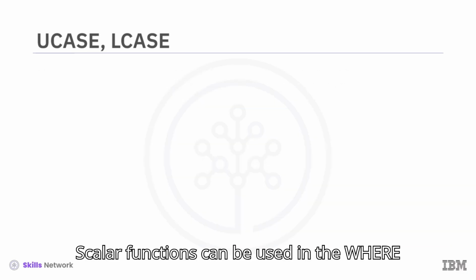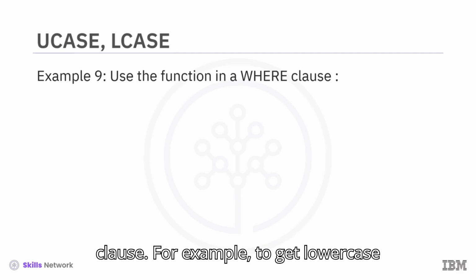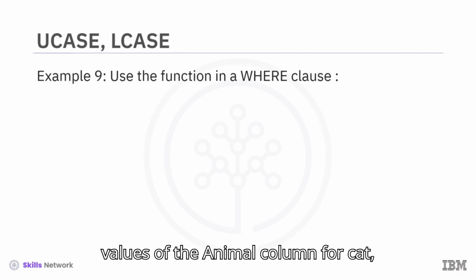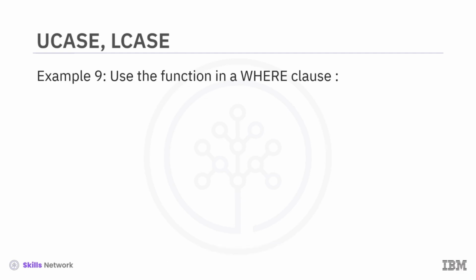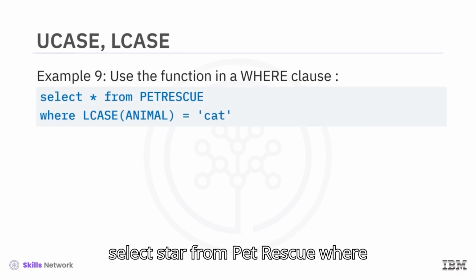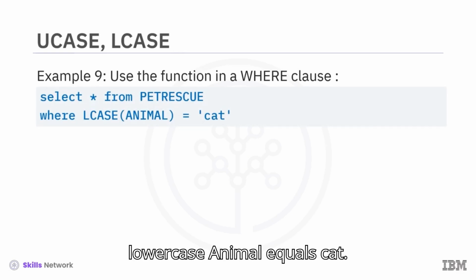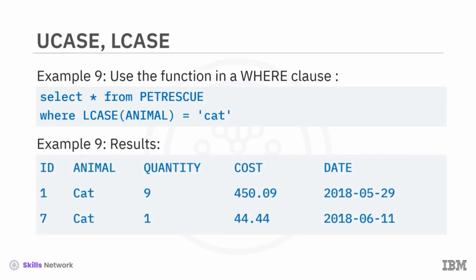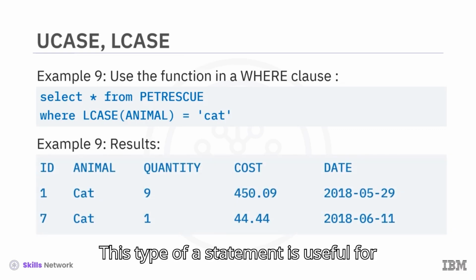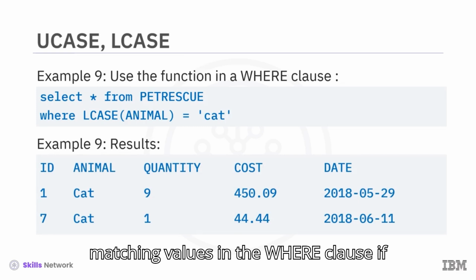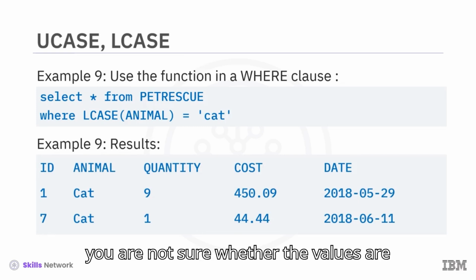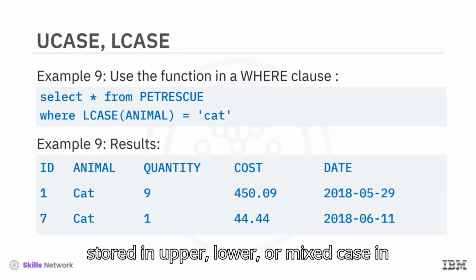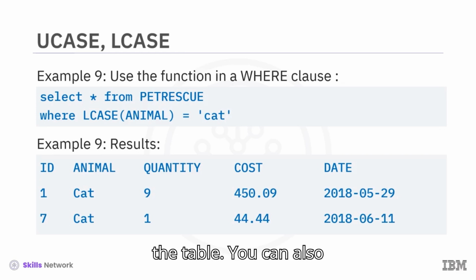Scalar functions can be used in the where clause. For example, to get lowercase values of the animal column for cat, select star from pet rescue where lowercase animal equals cat. This type of statement is useful for matching values in the where clause if you are not sure whether the values are stored in upper, lower, or mixed case in the table.